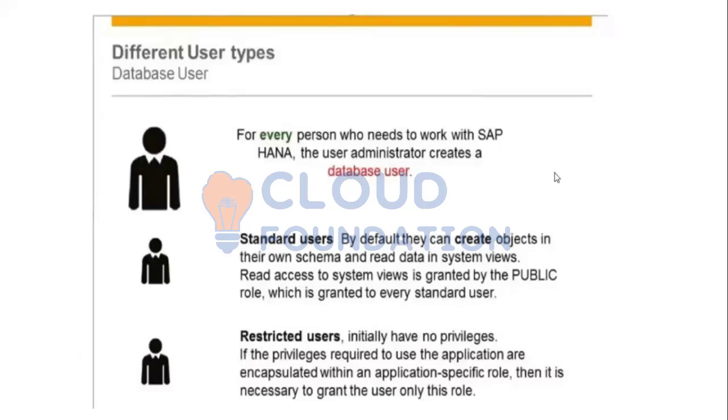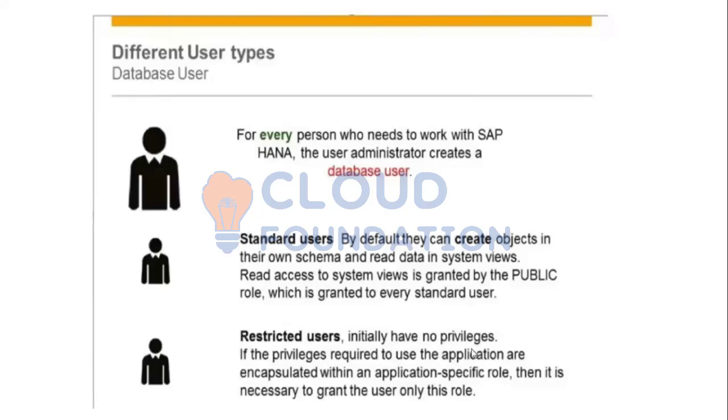As you can already see, by default, they can create objects in their own schema. So by default, the standard schema is created with their own name. They can create whatever they want, and they can get read access to system views, which is granted by the public role automatically, which is granted to every standard user. Okay, restricted user is also a similar thing.